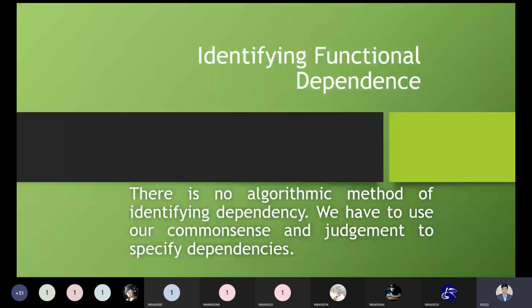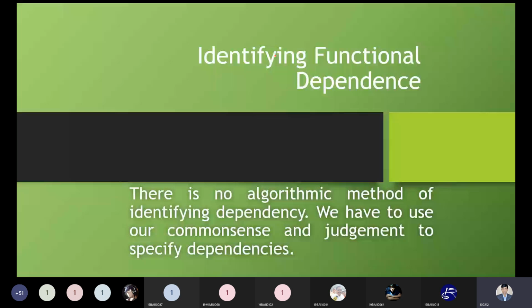Normalization will not be complete within two days, three days, or one, two, four, five classes. It takes some time to understand all the concepts properly. That's why I started normalization from the very beginning: what normalization means, why we go through it, and what problems we will face in a bad database. We need to transform a bad database into a good one, it is our responsibility. And what is functional dependency? We have some terms here.